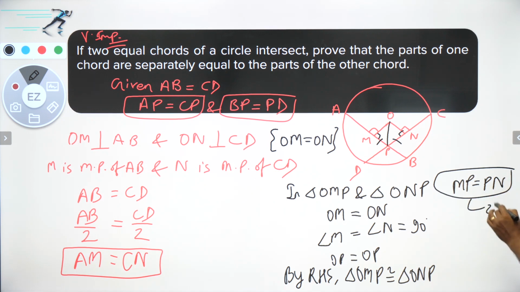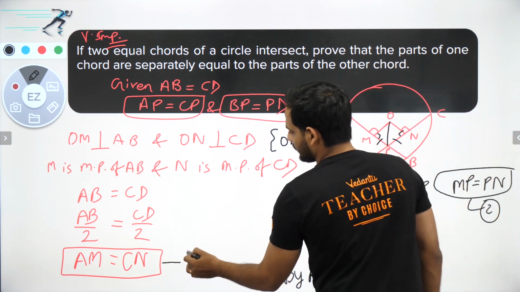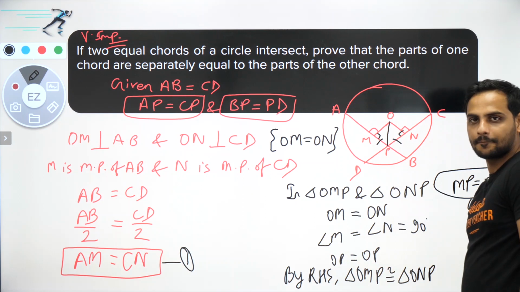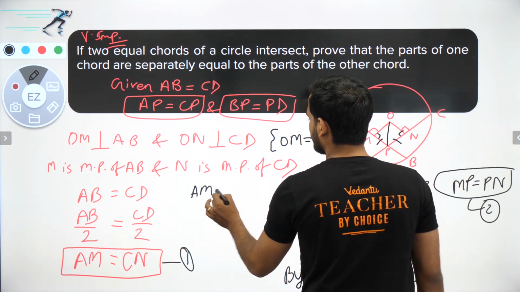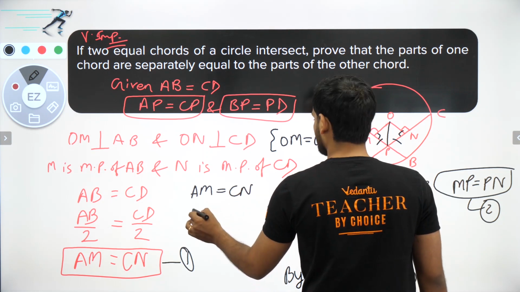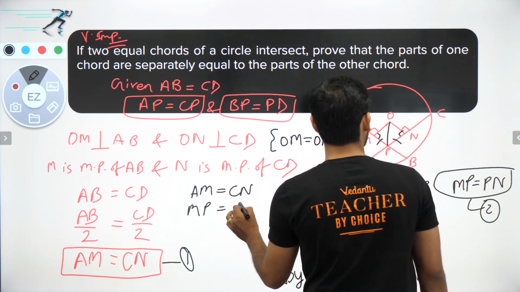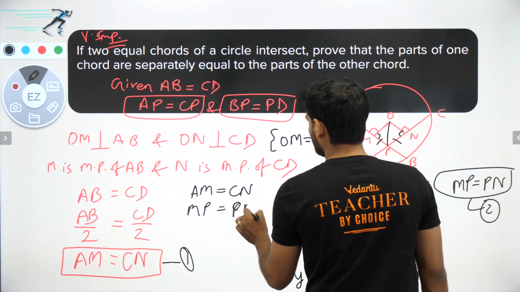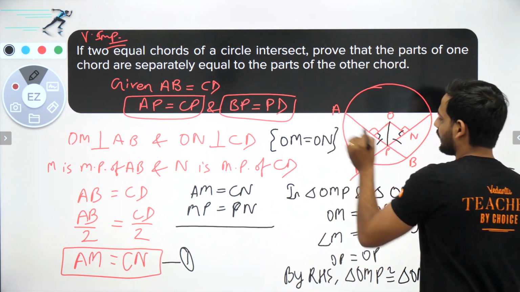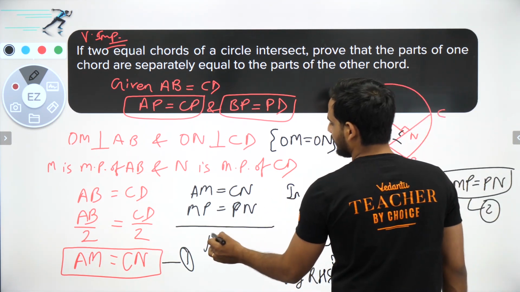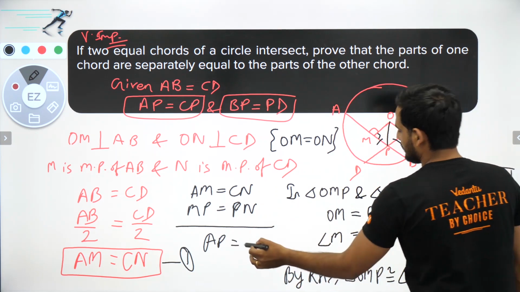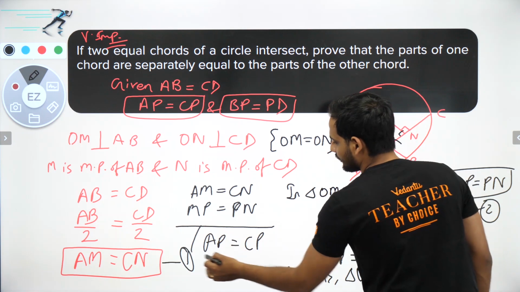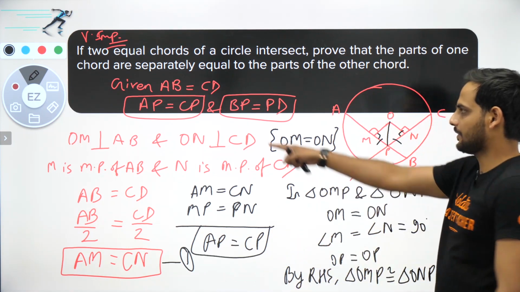This is my second equation. This is my first equation. Okay, add these two. So you have AM is equal to CN and here you have MP is equal to PN. Now add these, bachcho, AM plus MP will be equal to AP is equal to CN plus NP will be equal to CP. Correct? AP is equal to CP, I approve.